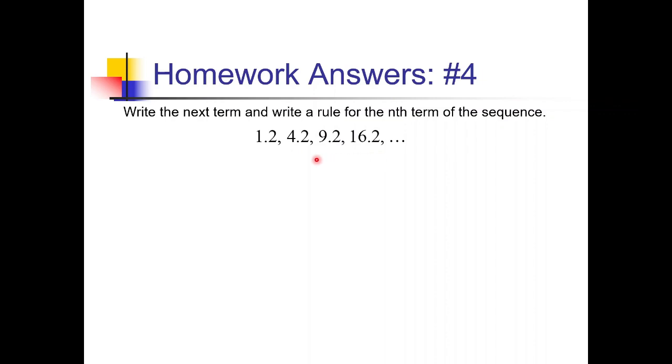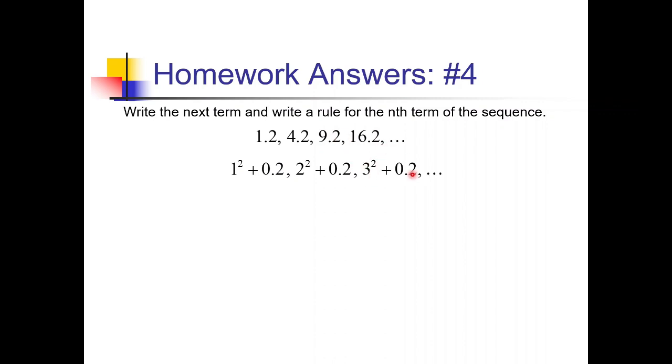Let me look for some other patterns here. We might have perfect squares, so let's check that. We've got 1, 4, 9, 16. Does that kind of correspond with what we're seeing here? Well, these are actually all the perfect squares with just a plus 0.2 added there. This first one is really just 1 squared plus 0.2. 4.2 is really 2 squared plus 0.2. 9.2 is 3 squared plus 0.2.